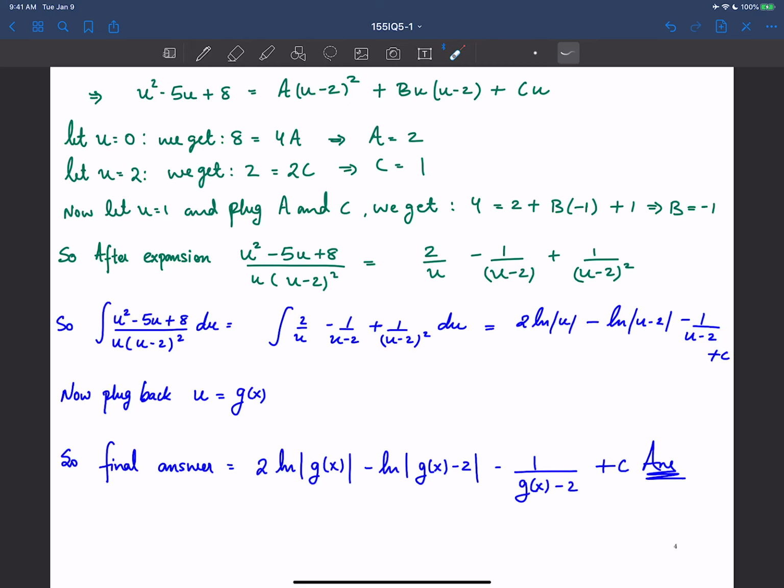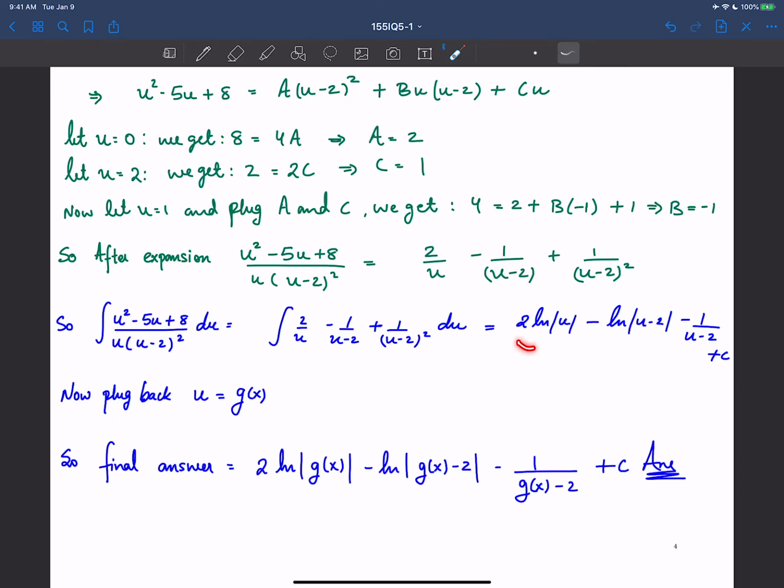Absolute values, of course, because ln is only defined for positive values. You don't know what domain you're working with because you don't have any bounds here, so to be safe, you put the absolute value out there. And you have a plus 1 over u minus 2 whole squared. Its antiderivative, or the integral, is minus 1 over u minus 2. That's it. And a plus c, of course.